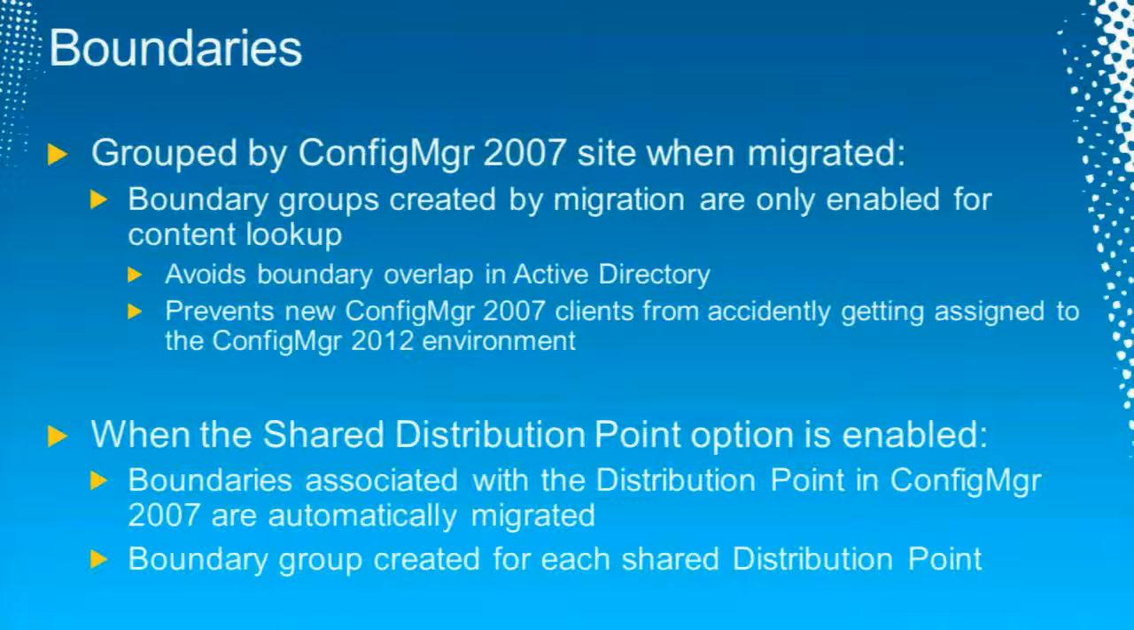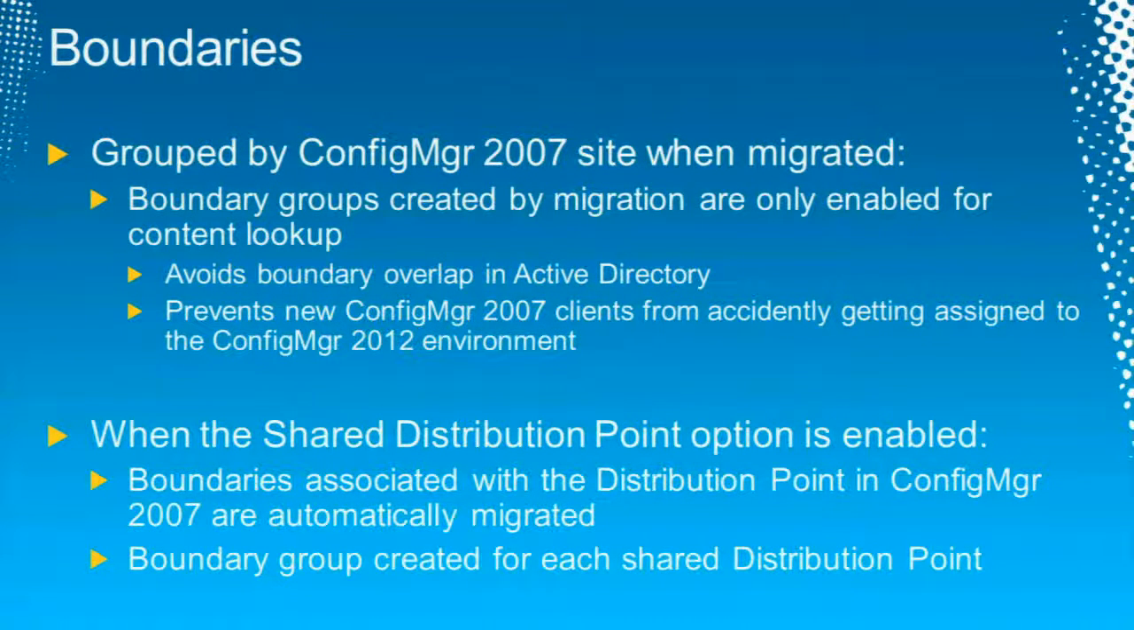We also then create boundary groups for you. We'll create multiple different boundary groups, depending upon how many DPs you have and so on. We'll create a boundary group for content lookup. So we'll put your DPs in your content lookup boundary group with the appropriate boundaries you migrated over so that your clients know how to find that server that's hosting those 2007 packages.